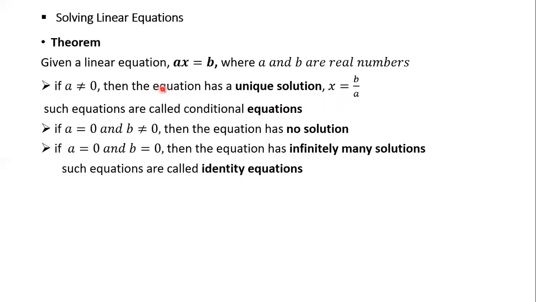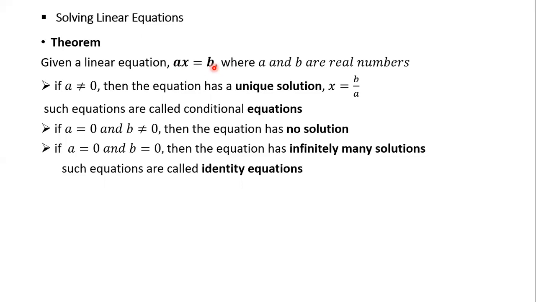Now, such an equation, which is of the form AX equal to B, we call a conditional equation. They are conditional because the answer or the solution for X depends upon the value of A and B. So we call them conditional solutions. So that's the first theorem or first condition.